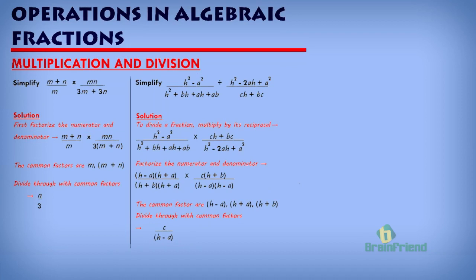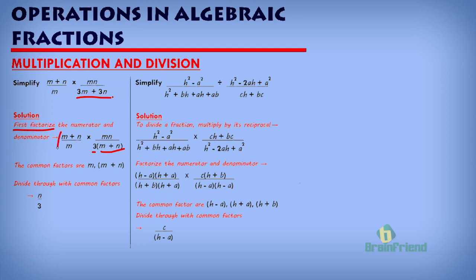Simplify m plus n all over m times mn all over 3m plus 3n. So first, we said factorize the numerator and the denominator. All right? When we do that, what do we have? For 3m plus 3n, which can be factorized, 3 is common, so we take 3 out. And then we have in bracket left m plus n. So we've been able to rewrite 3m plus 3n in its factorized version as 3 all over m plus n.